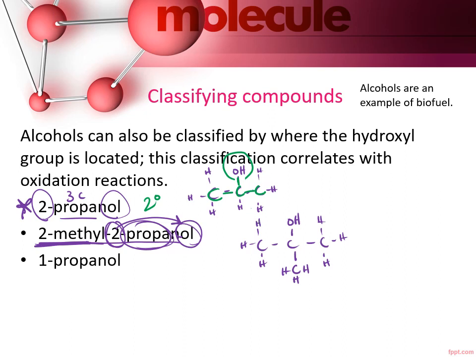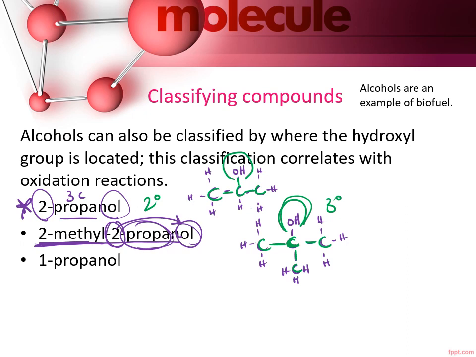Now let's find that hydroxyl group. It's here on carbon number 2. Carbon number 2 is bound to 1, 2, 3 carbons. The hydroxyl group is bound to a carbon that's bound to 1, 2, 3 other carbons. That makes this a tertiary alcohol.